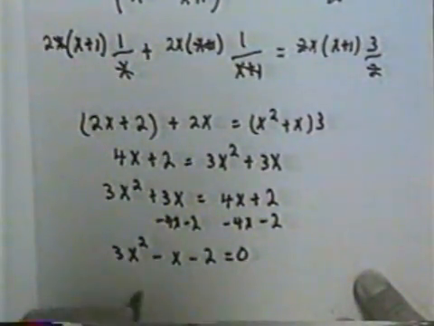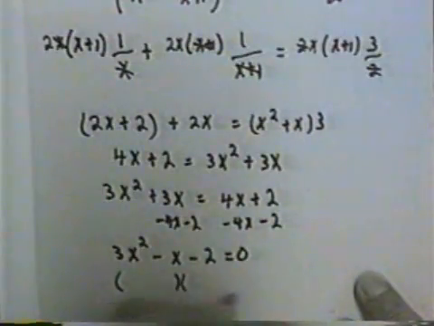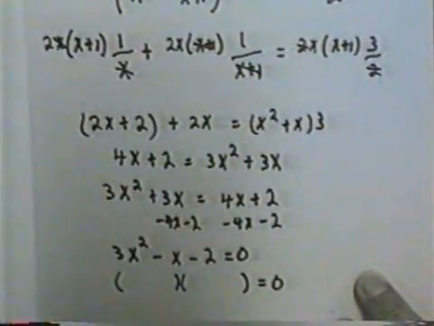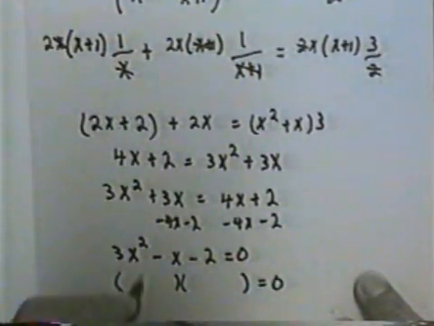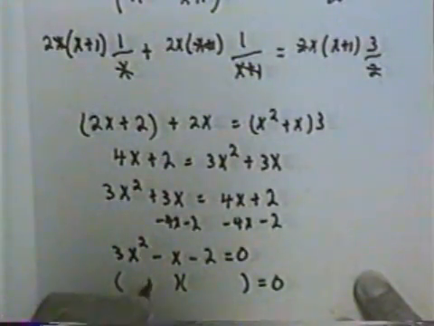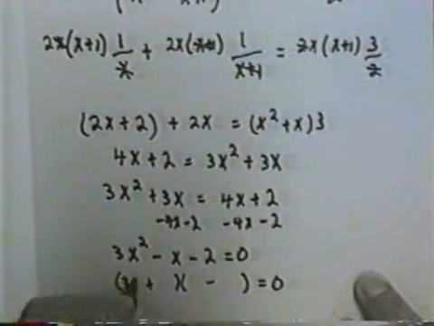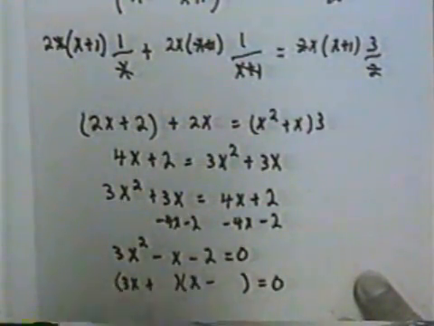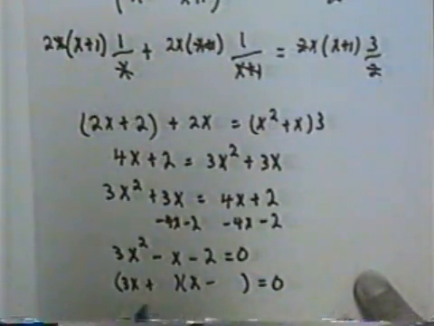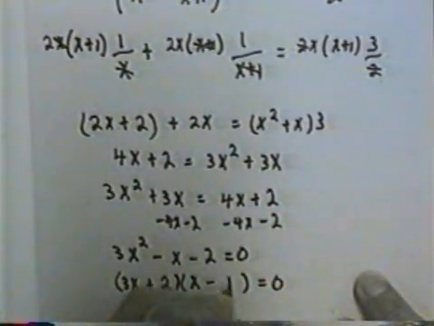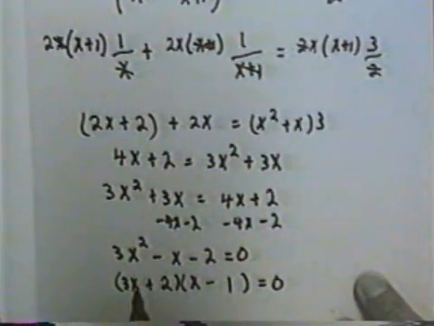Now I need to factor. Now this tells me the signs will be different. The only way of getting 3x squared is 3x and x. The way I can get 2 is 2 and 1. So I can put a 2 and a 1. Now let's see if this works.